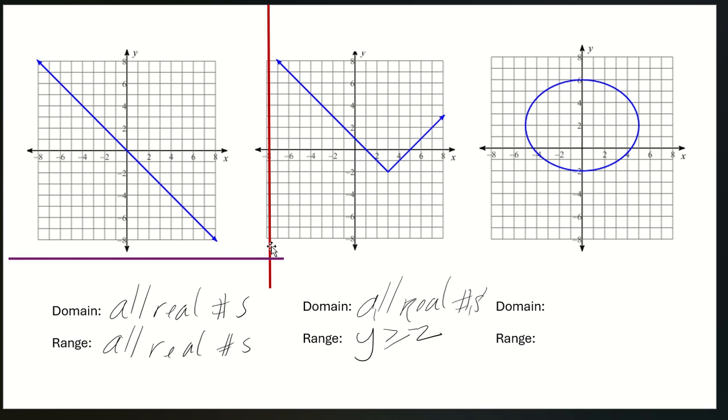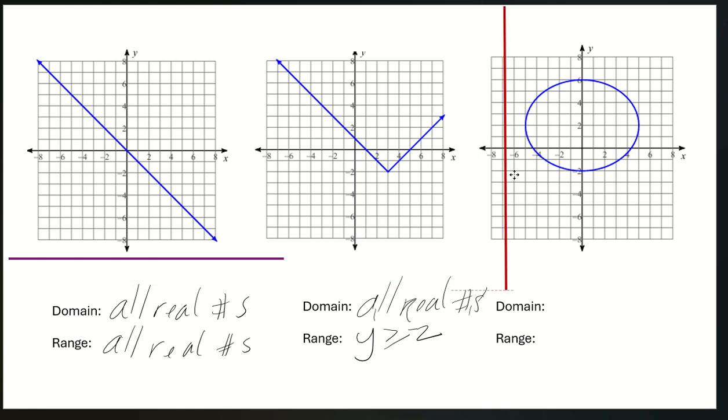All right, now hopefully you're back and you have your domain and range. Now just a little bit about our circle. Our circle is not a function because I have multiple input values for a range value. So it's not a function, but that's okay. I can still find domain and range of non-functions.